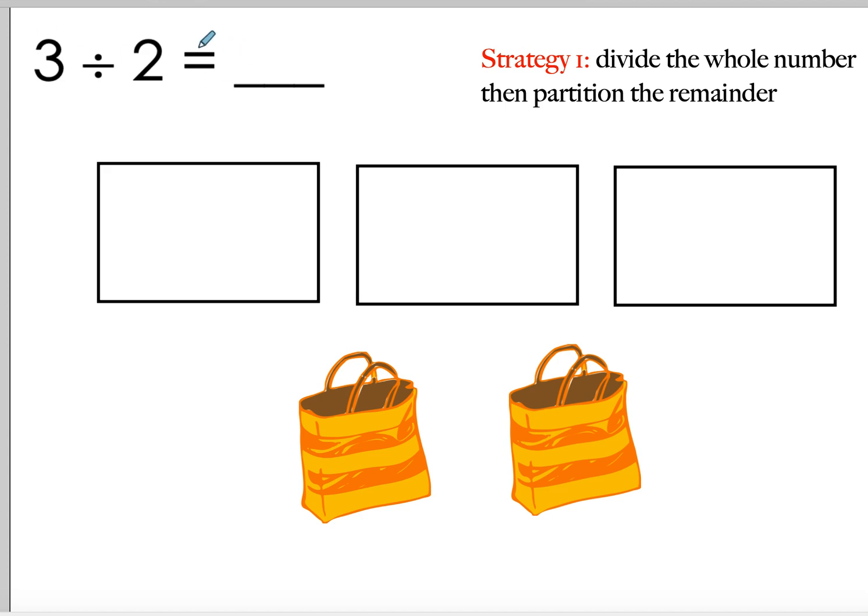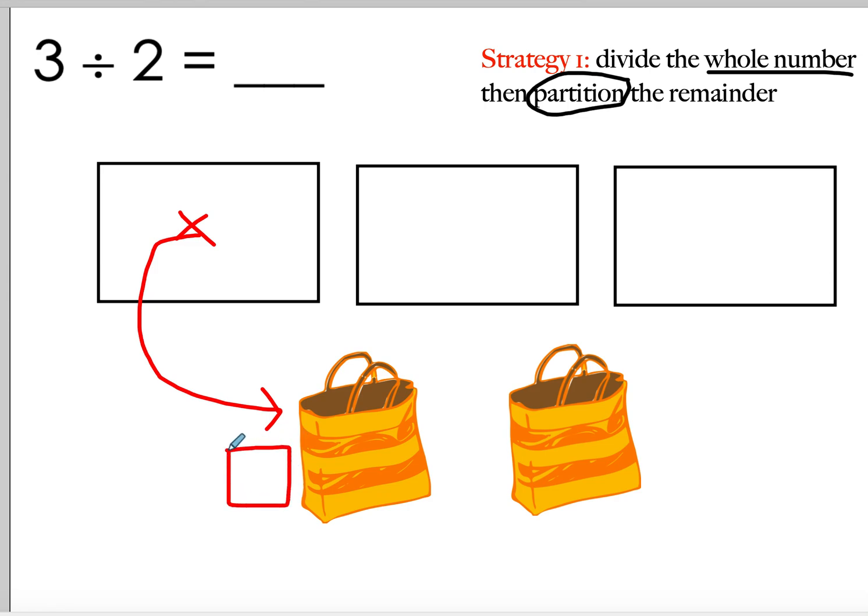Here I'm actually going to show you two different strategies for dividing 3 divided by 2. So here I have 3 wholes, and I want to split them into 2 groups. I used bags to show my groups. Well, one strategy could be that I could divide the whole numbers, and then I'll partition, which means break apart, the remainder. So let me show you what I mean. So I'm going to take this one whole, cross it out, and bring it into this group. Here's my one whole here. I'm going to take this whole and put it into this group. Remember, I want to divide it equally.